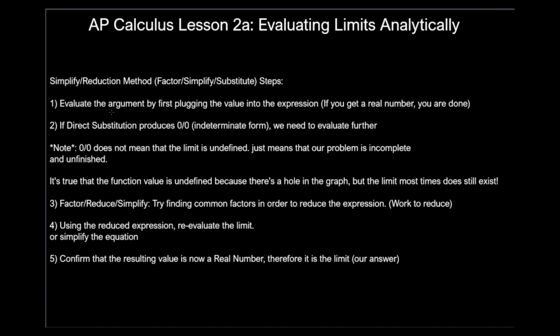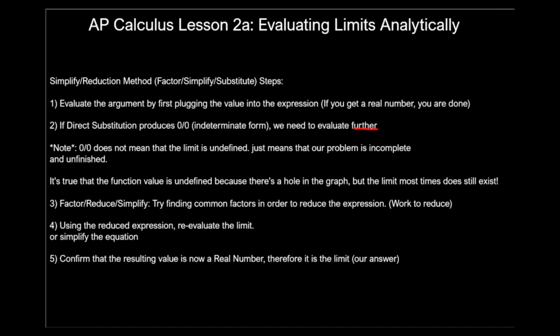So we're going to evaluate the argument by first plugging the value into the expression. If you get a real number, like we did on the last page, then we were done with that. But if the direct substitution produces a 0 over 0, which is an indeterminate form, we need to evaluate further.